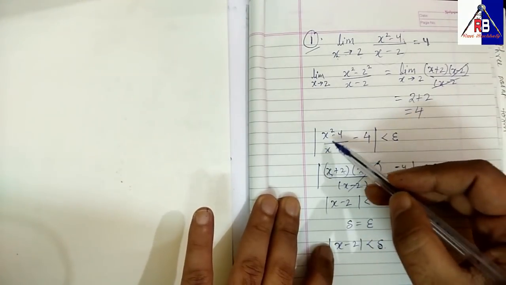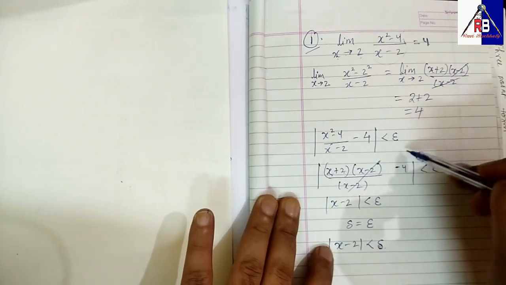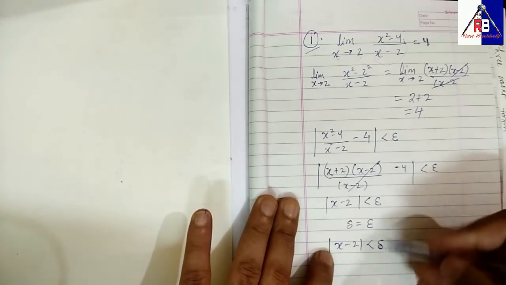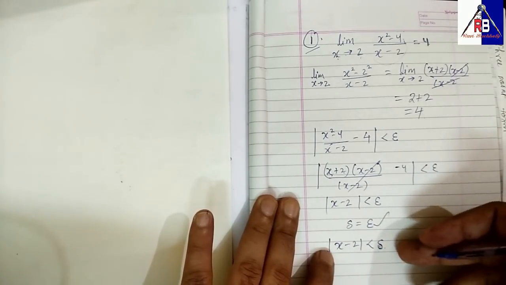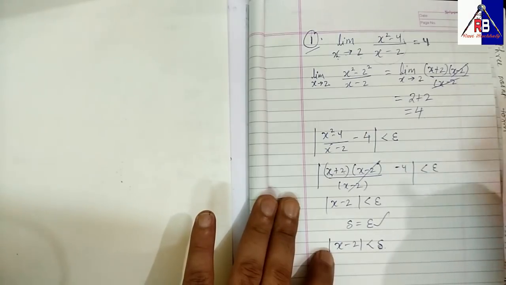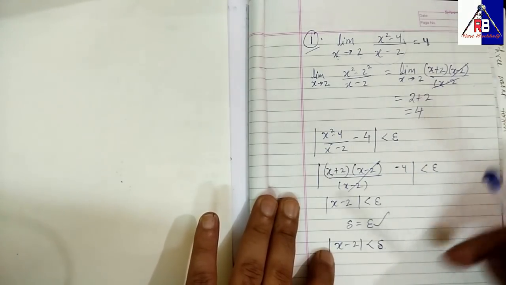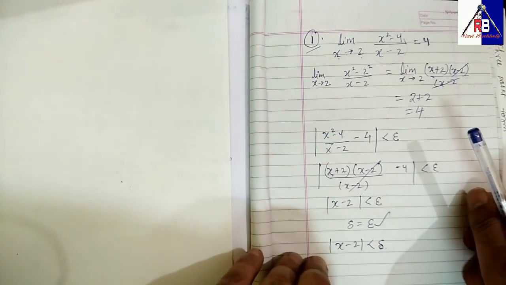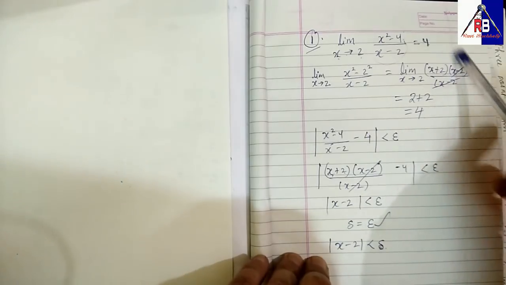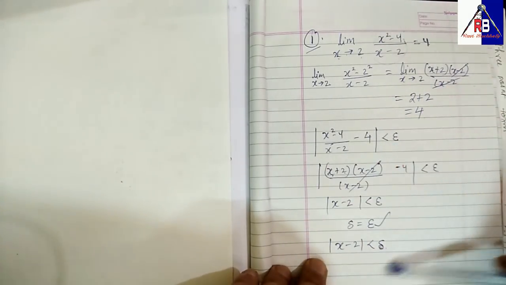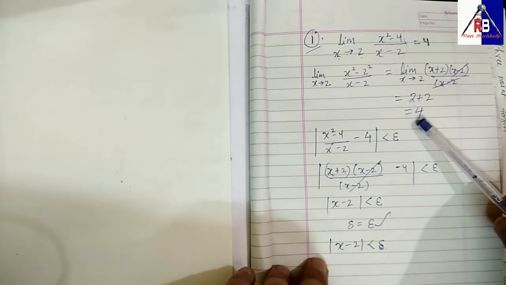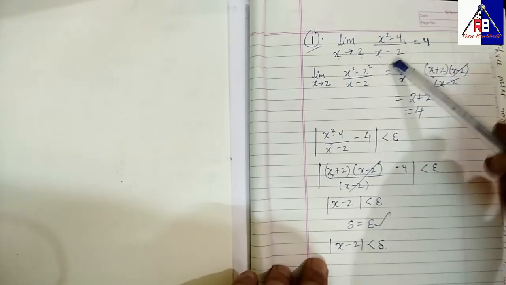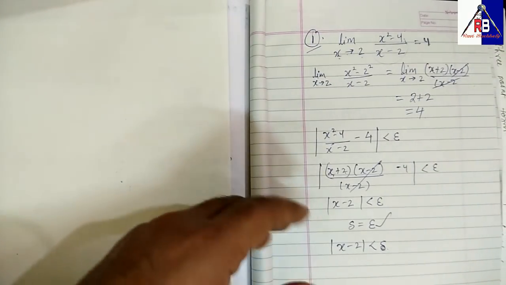So we started with modulus f(x) minus L is less than some epsilon, and after solving, we get that modulus x minus c is less than some delta, and that delta is equal to epsilon. That delta can be epsilon, epsilon square, epsilon root, epsilon by 2, 3, 4, anything. It depends upon epsilon. Some people may ask that if a question can be done in an easier way, why are we using this a bit complicated method? Because there are a few questions which can be solved only by this method, not by the other method. So we'll take a few more examples.